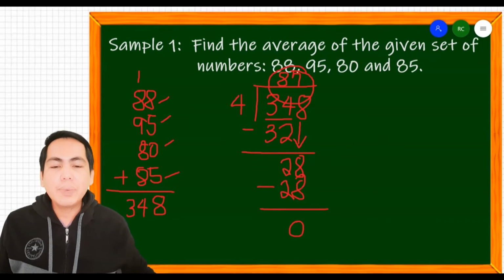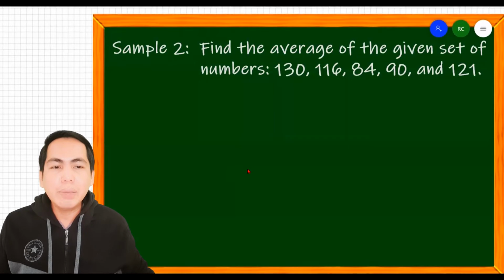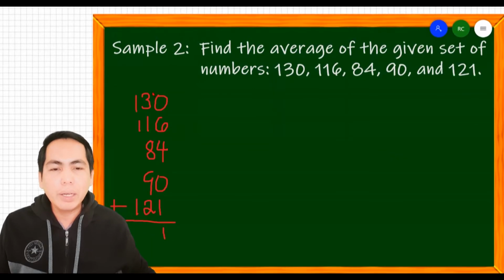Now let's have sample problem number 2. Find the average of the given set of numbers 130, 116, 84, 90, and 121. So first, we find the sum of the given numbers. So we are going to add 130, 116, 84, 90, and 121. So 1 plus 4 is 5, plus 6 is 11, 1 regroup 1.